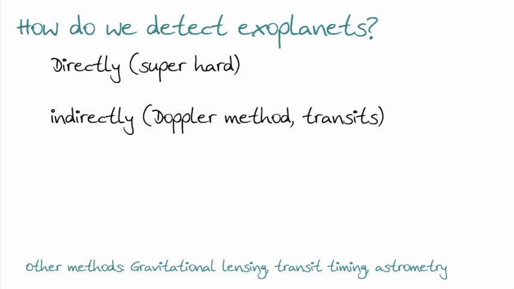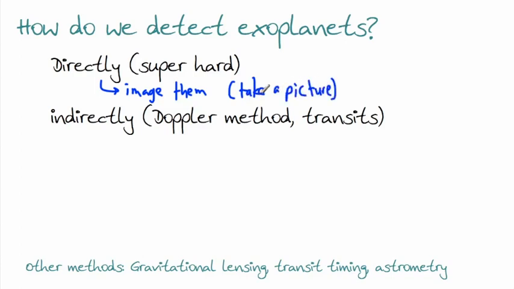Now, how do we actually detect them? Well, directly detecting them is super hard. And when I say directly detecting, I mean you actually image them. We call this direct imaging. What I mean by this is you take a picture, and you actually see the planet.